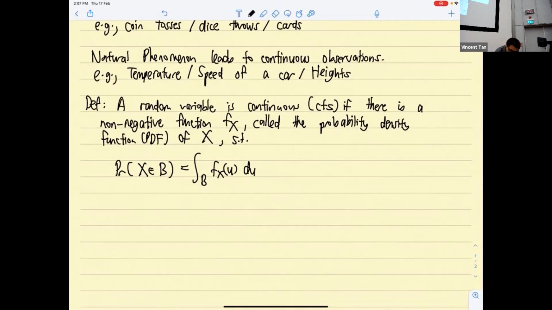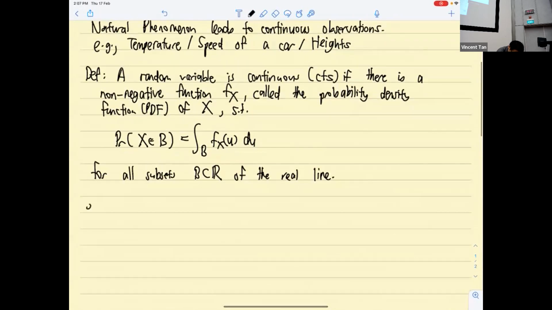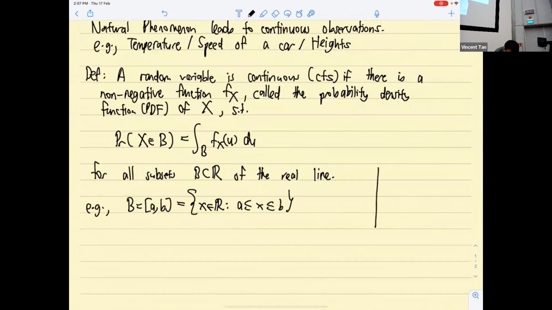Now, this holds for all subsets B of the real line. Now this is very abstract, so let me make it more concrete. We are actually most of the time interested in intervals only. So for example, if B is the interval [a, b], this is the set of all x's in the real line such that a is less than or equal to x, less than or equal to b. Our real line is this, all the real numbers are on this line, and this is a, this is b. So my set B is all these numbers from a to b inclusive.